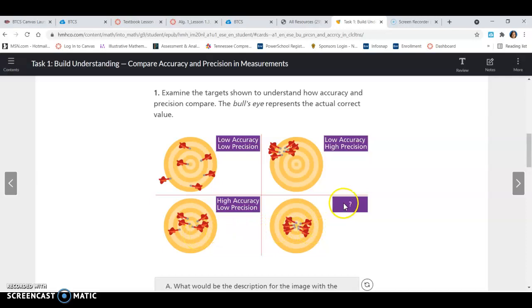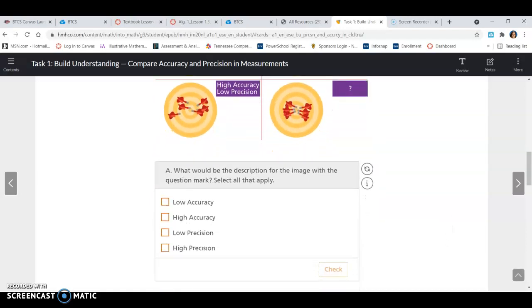Okay. And then the fourth one has a question mark. These are all centered around the center here. So we're going to look at this and see what would be the description for the image with the question mark. Select all that apply. You can see that these are all close to the target, so we can say they're accurate. And they are precise as well because they're all clustered together. So we're going to choose high accuracy and high precision. You can follow along, and you can do this as well.